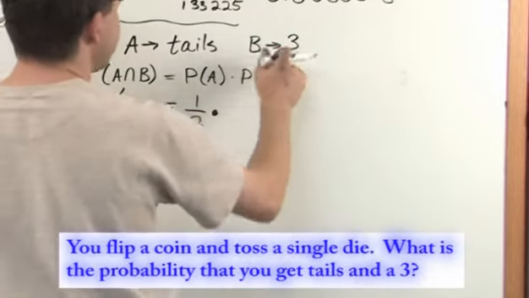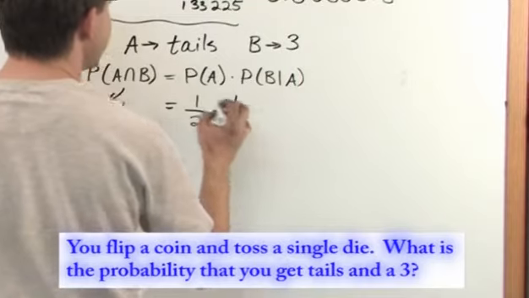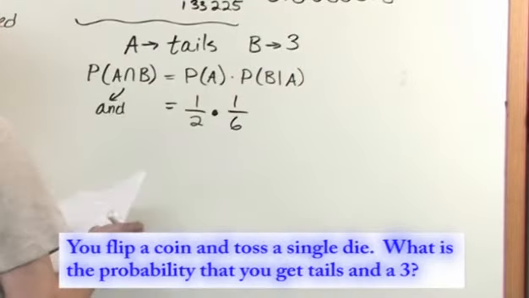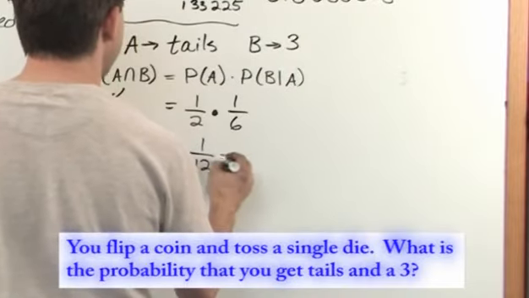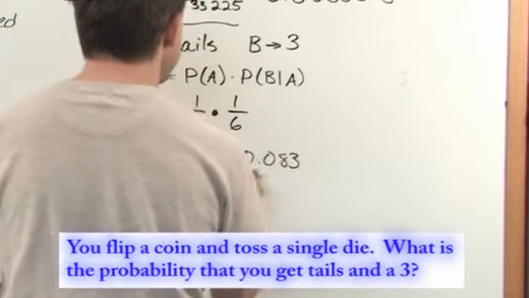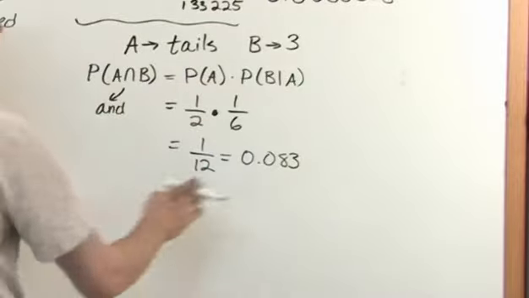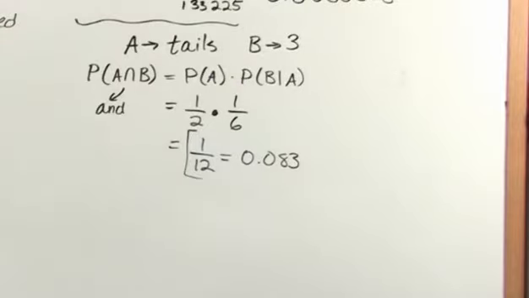Okay, the probability of rolling this 3, there's 1 three on the die divided by 6 total positions on the die, so it's 1/6. Okay, so the answer is 1/12. 2 times 6 is 12, and so you do that in your calculator, 0.083. Usually you leave it as a fraction, but I'm just converting it to show you. It's a pretty low probability. Probability of 1/12 of getting a tails and rolling a 3 on that die.